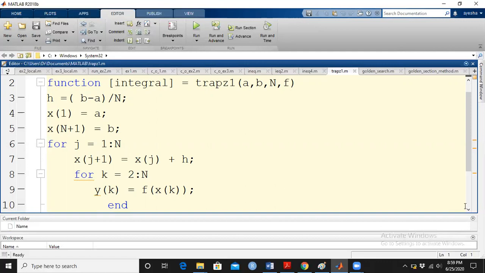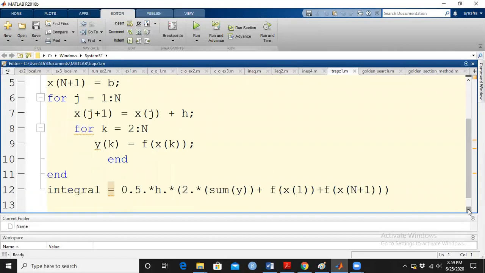You have two for loops here, nested loops. Why? Because you are first specifying the x values, then you are specifying the corresponding y values. For example, if you have x equal to 0, you will find f of 0. And then you have x equal to 1, you will find f of 1. All right, so this is the meaning of this nested loop.